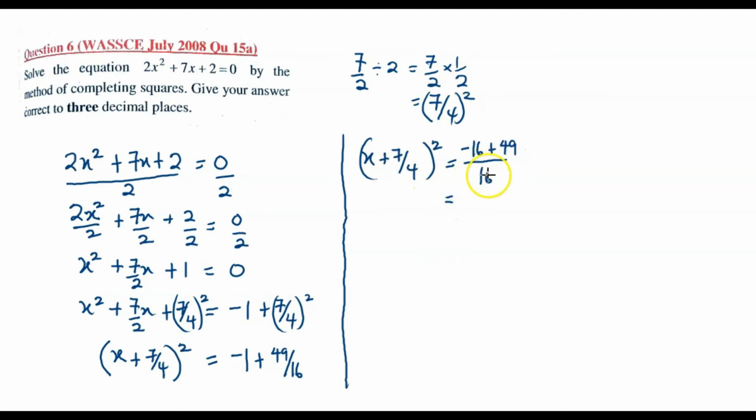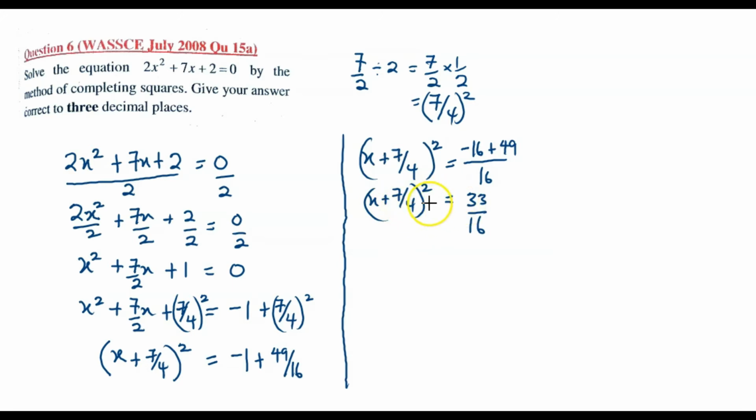Then simplifying still, we have x plus 7 on 4 all squared on the left hand side. The right hand side becomes 49 minus 16, and that gives us an answer of 33 on 16. Now, making x the subject from the left hand side, we need to find the square root of both sides.